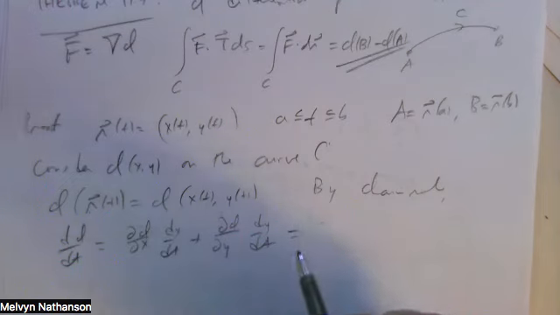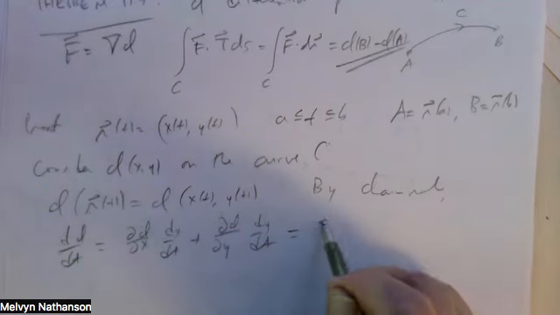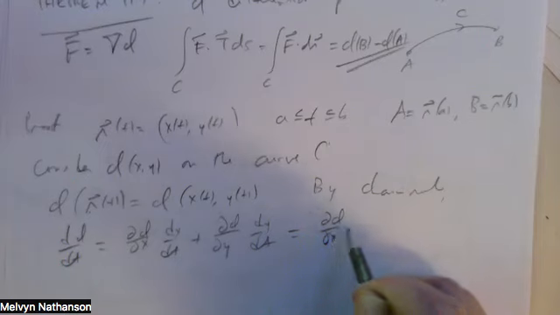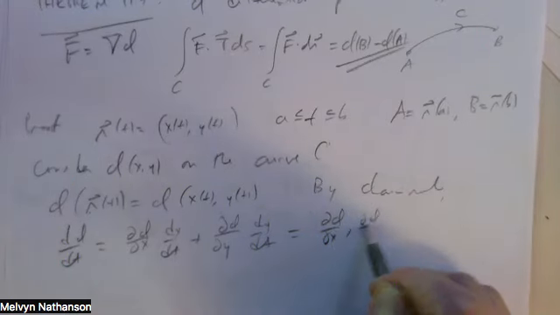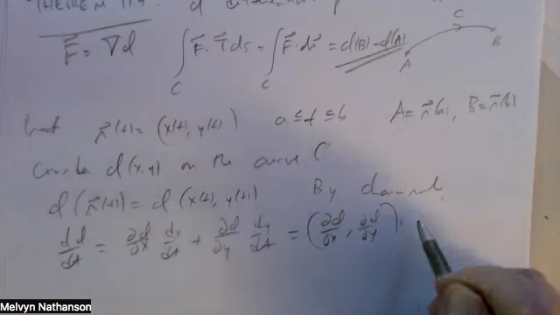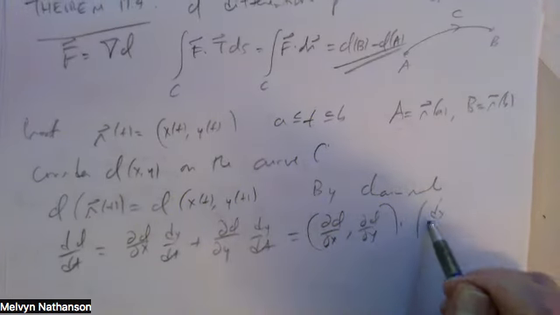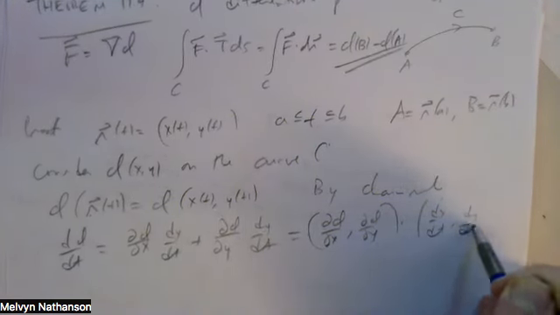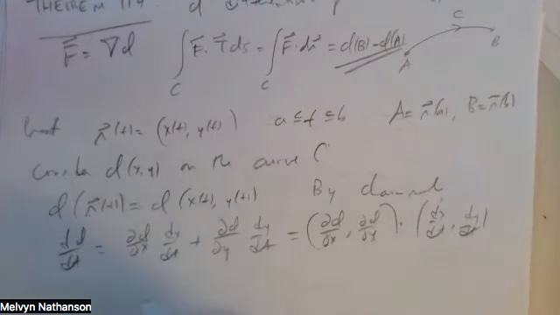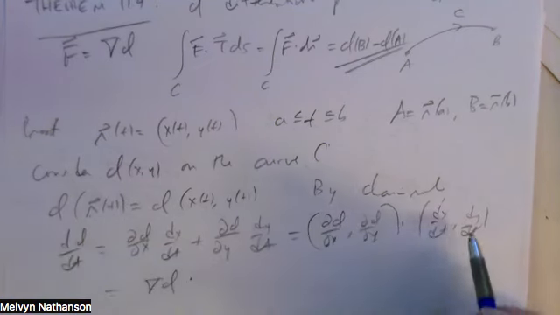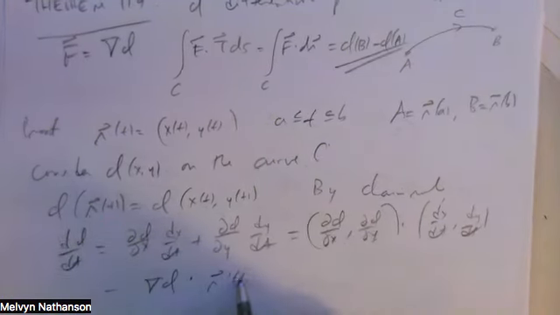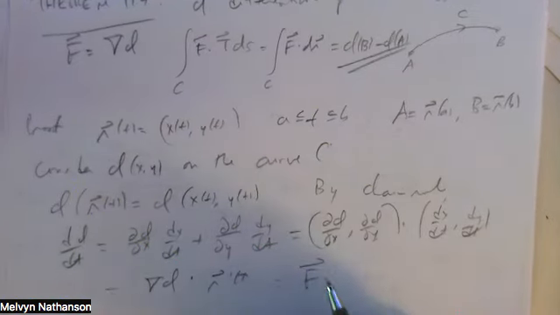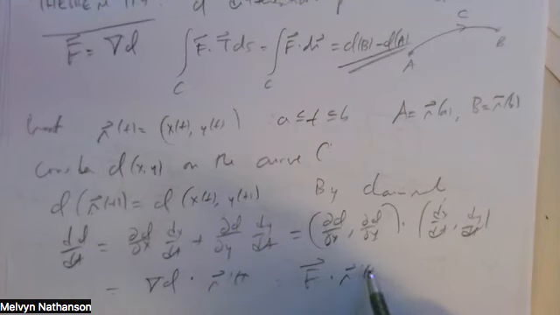Which is exactly the dot product of the vector partial phi with respect to x, partial derivative phi with respect to y, dot product with dx dt, dy dt. This is the gradient of phi, and this is r prime of t. And this is F, the vector field, dot r prime of t.